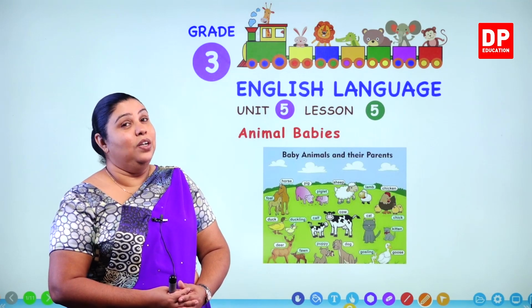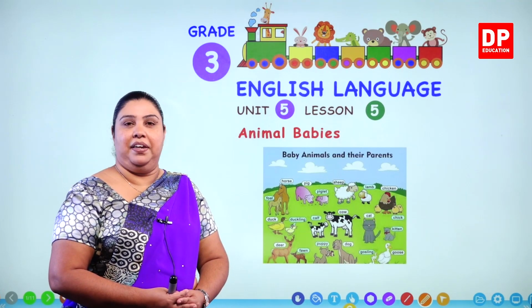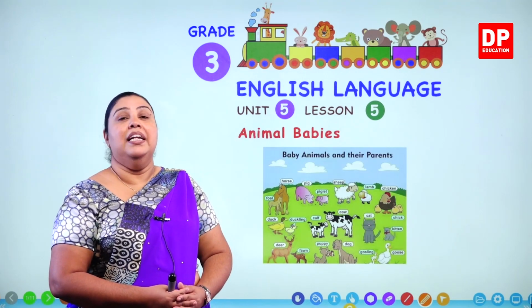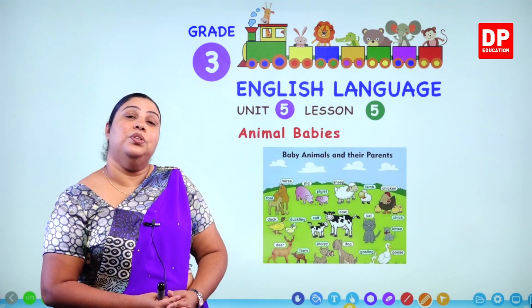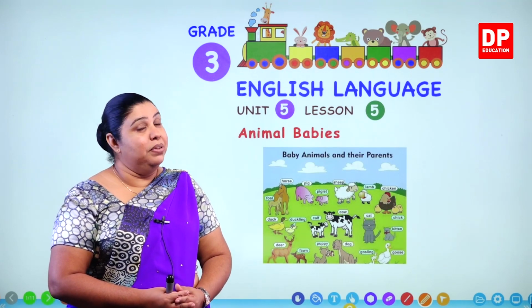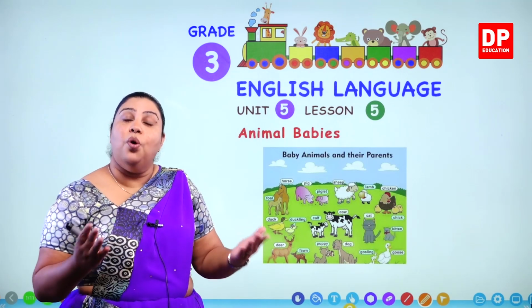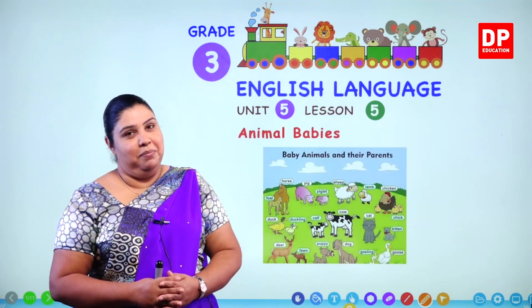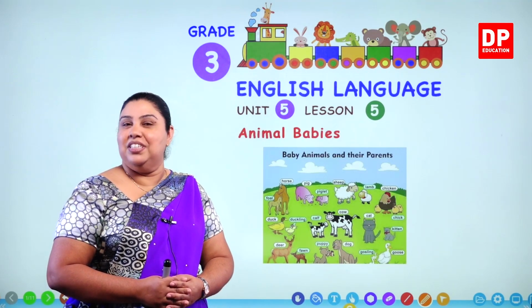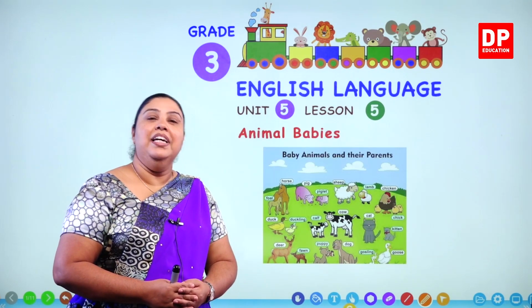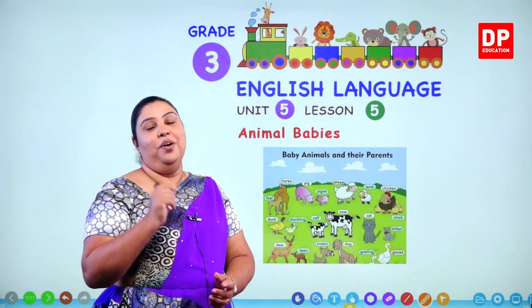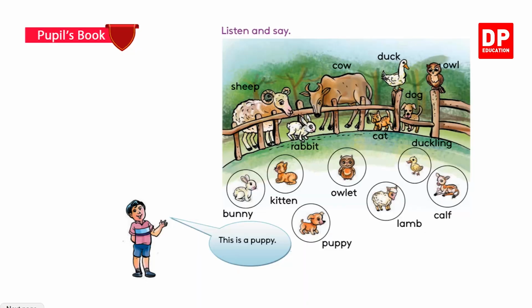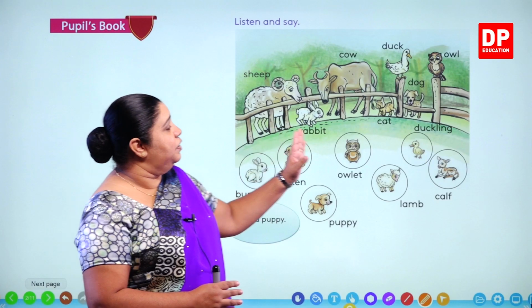So you will have a lot of things to learn in our unit number 5. So let's start our lesson number 5 in your pupils book. I want you to take that and I want you to turn to the lesson number 5 that I'm going to do today. And it's all about animal babies. I know it's going to be a very interesting lesson for you. So let's move forward and start our lesson today. And I want you to turn to this page in your pupils book. Now, if you turn to this page in your pupils book, you will have all these pictures.